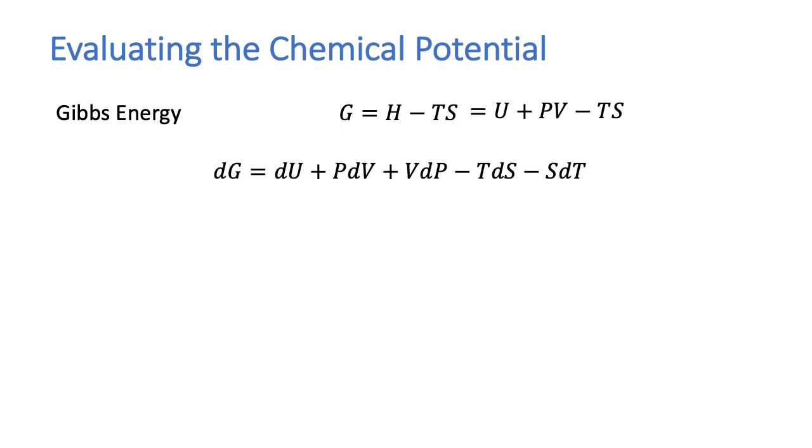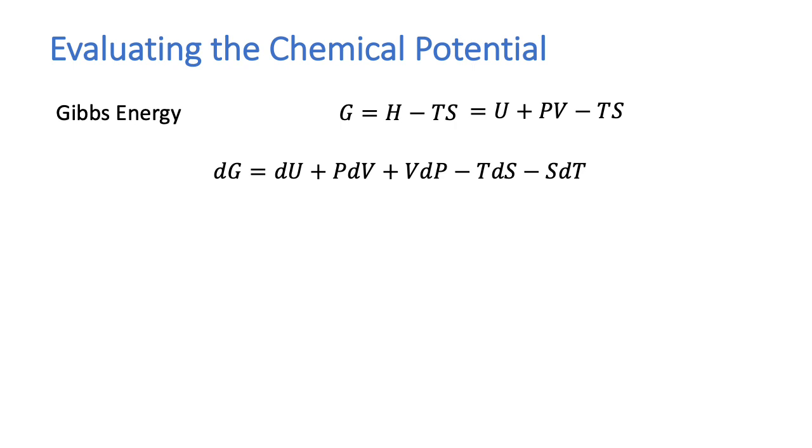How do we evaluate the chemical potential? Let us start by writing the definition of the Gibbs energy. G is equal to H minus Ts. If we substitute in this the definition of H, we get G is equal to U plus PV minus Ts. Differentiating this, we get that dG is equal to dU plus P dV plus V dP minus T dS minus S dT.